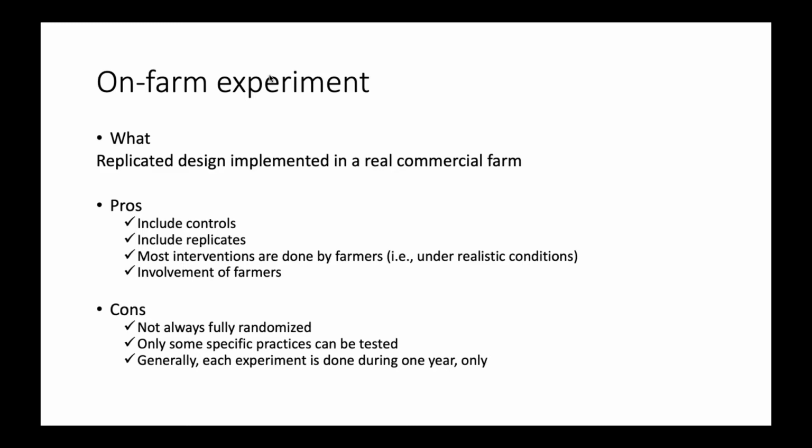And this type of data has several advantages. So it can include the control, which is of course very important. It can include a few replicates, not a lot, but usually we have 3 or 4 replicates. Another big advantage is that most of the interventions are done by the farmer, that is under realistic conditions. And of course, this type of experiment involves strongly the farmers, which is always very good to spread the knowledge and to exchange ideas with farmers.